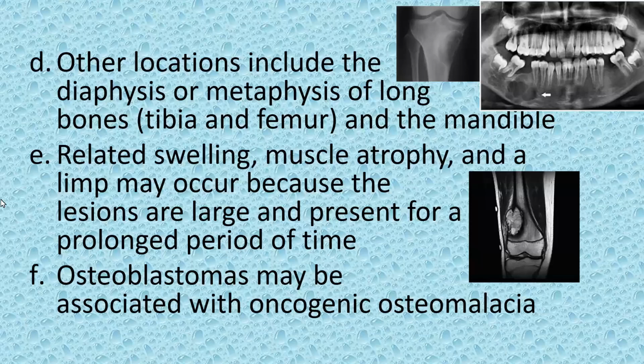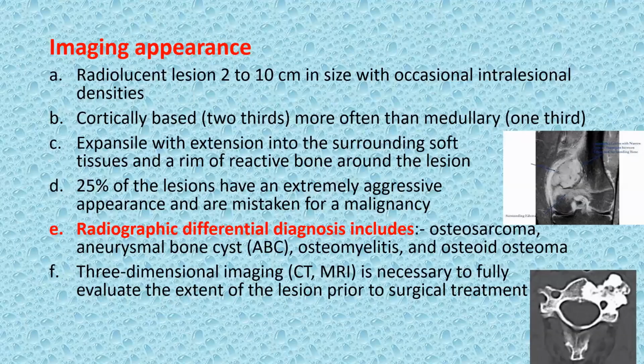What about the imaging? We said it's a radiolucent lesion, 2 to 10 centimeters in size, with occasional intralesional densities. It's based more often in the cortex than in the medullary region. It is expansile with extension into the surrounding soft tissues. And you have a rim of reactive bone around the lesion. 25% of the lesions have an extremely aggressive appearance and are mistaken for a malignancy.